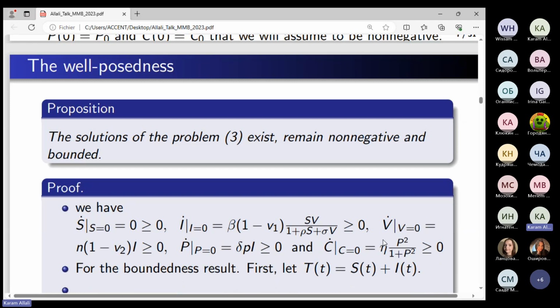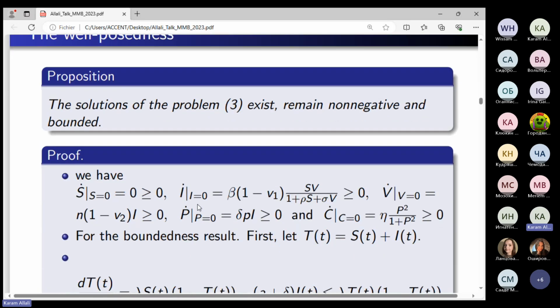The problem is dealing with population dynamics. Here the populations are cells. So the solution of the problem exists, remains non-negative and bounded. Some idea of the proof is: we take S equal to 0, similarly I equal to 0. And from this we have that all variables of the problem are positive.